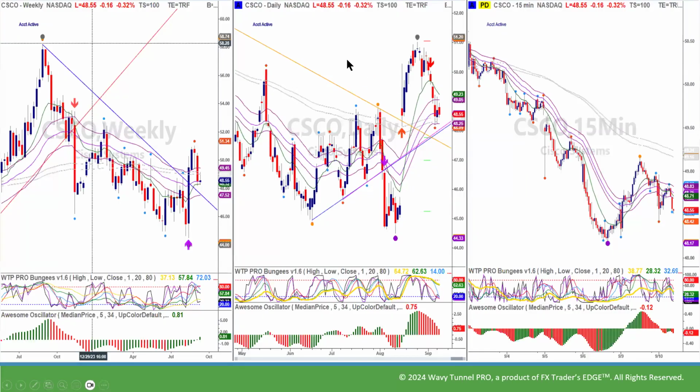So the first one that I'm going to show you is Cisco, and this was a short. On the left, we have the weekly. In the middle, we have the daily, and I have the 15-minute on the right. To be fair, this should probably be the 4-hour or the 1-hour, but I wasn't getting the data in, so I put up the 15-minute. I needed to wait for a longer time for all the data to come in for the smaller time frame.